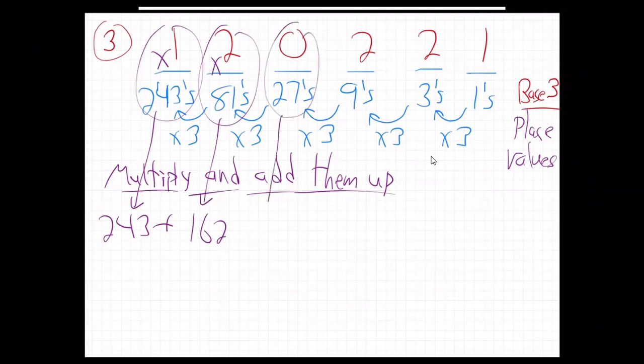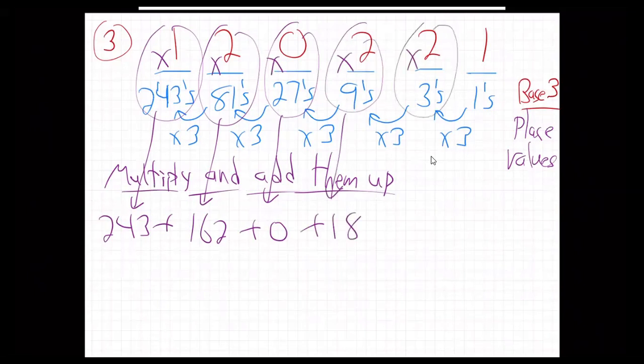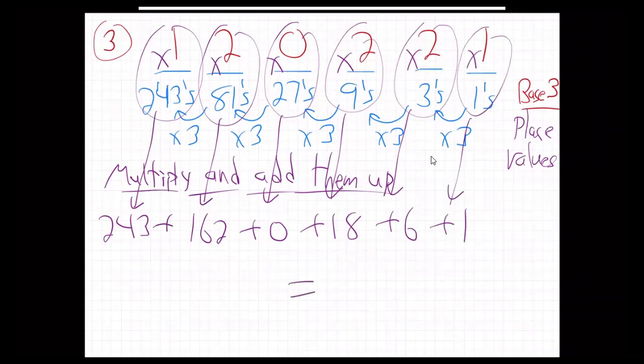And then 0 27's. Well, that's my favorite. That's just 0. You have no 27's, so that's just 0. And then 2 times 9: 2 in the 9's place is 18. And then 2 times 3, 2 3's is 6. And 1 times 1, 1 1 is 1. Add them up. I'm going to use my calculator. 243, 162, 18 plus the rest. Okay, I'm getting 430. Did I do that right? Yeah, that's right. So that's 430, and we're done.